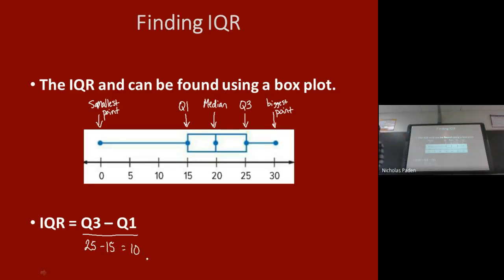That means that most of the numbers in this set are within 10 numbers of each other. That's what that means. Okay, so we're going to be using this IQR to see how far apart they're spread out. If we've got a box that's really, really long, these numbers are pretty spread out. If we've got a box that's small and compact, these numbers are really close together. Okay, so that's how we would find the IQR.